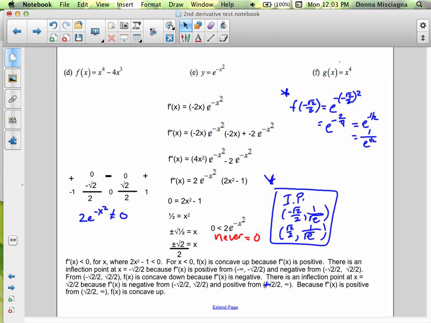From negative 2 square roots of 2 to 2 square roots of 2, f of x is concave down because f double prime of x is negative. There's an inflection point at x equals the square root of 2 over 2 because f double prime of x is negative from negative 2 square roots of 2 to 2 square roots of 2 and positive from 2 square roots of 2 to infinity. Right? So because f double prime of x is positive from square root of 2 over 2 to infinity, f of x is concave up.